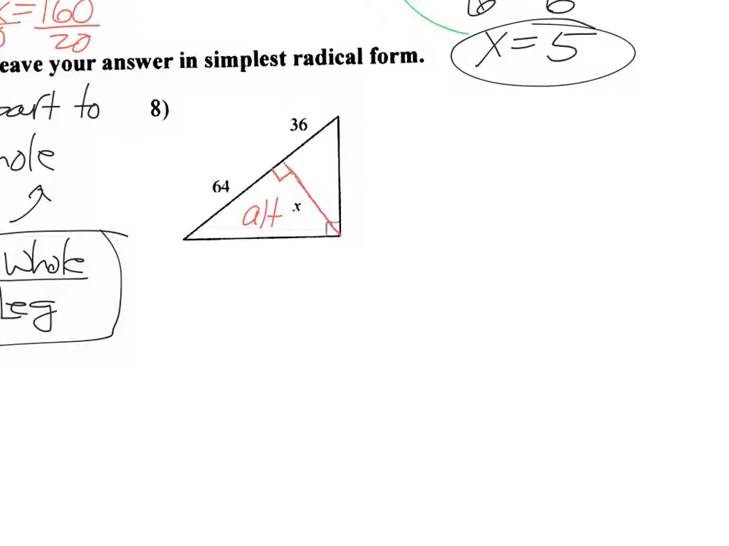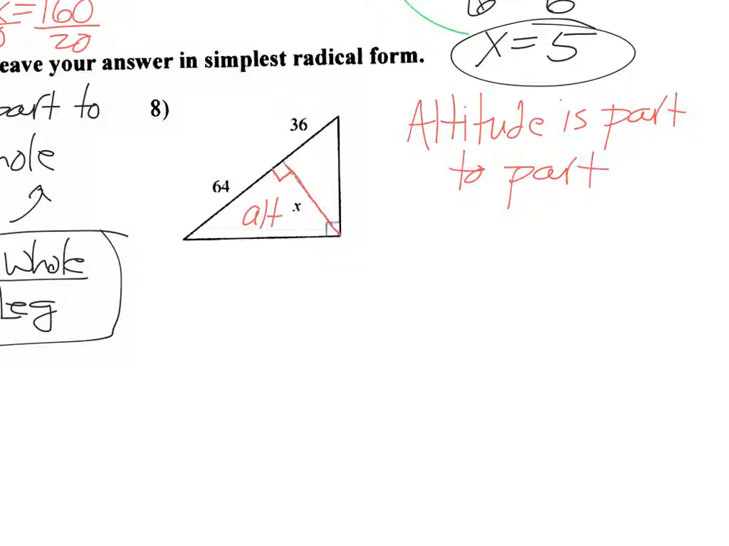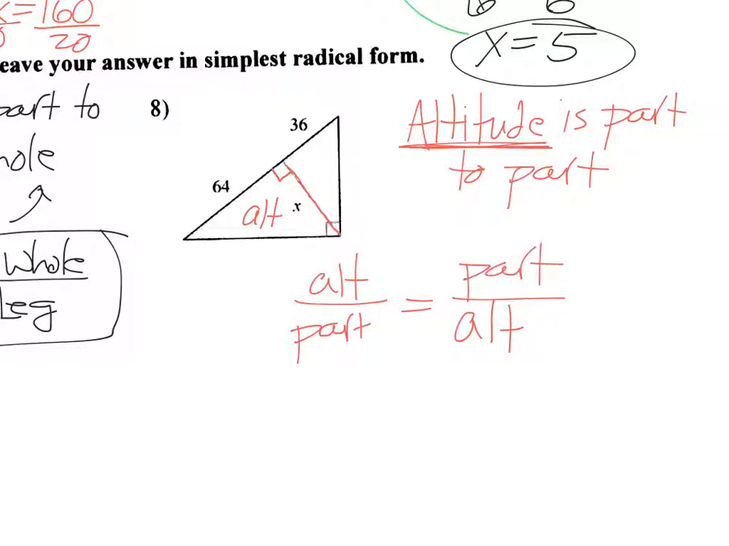So that's altitude. So the sentence I use here is altitude is part to part. Okay. So just like in the other sentence, whatever I write here goes down twice. So altitude goes down twice in opposite positions. The parts go in the other positions. Okay, so what are our parts? The parts here are the 64 and the 36. So I go x over 64 equals 36 over x. It doesn't matter which part you put.